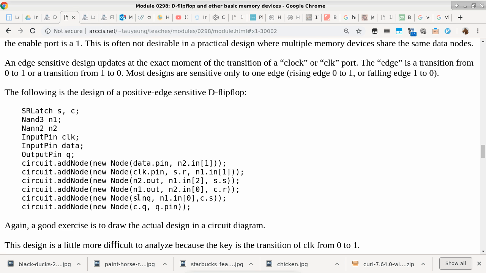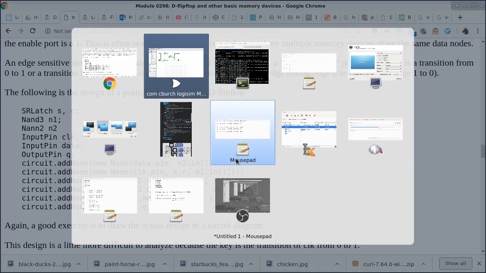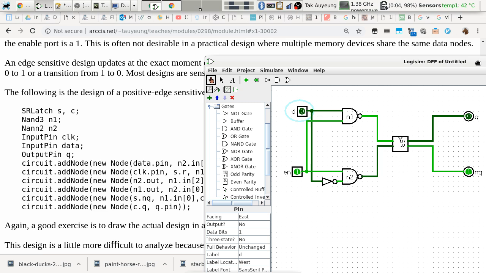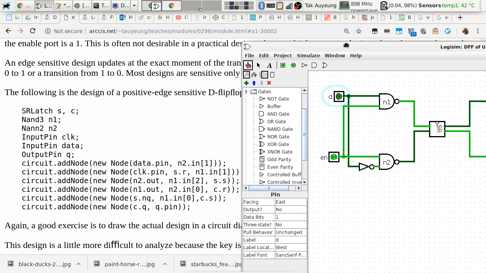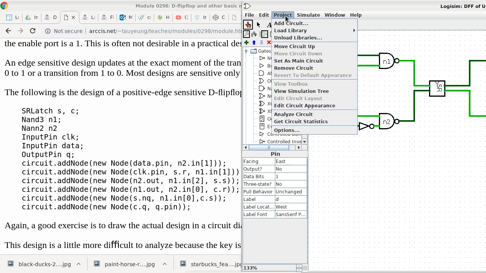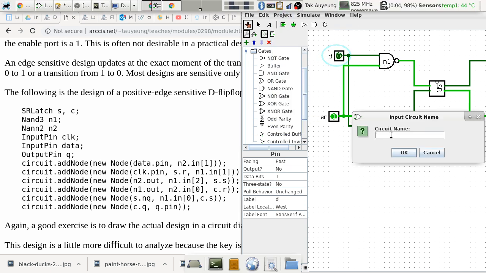Okay, so let's go ahead and make this one too. Okay, so we'll go ahead and create this design. And what I'll do is I'm going to put it side by side here because otherwise I have to flip-flop between the two screens a lot. So we'll add another circuit here. And this one is called an edge-sensitive D flip-flop.